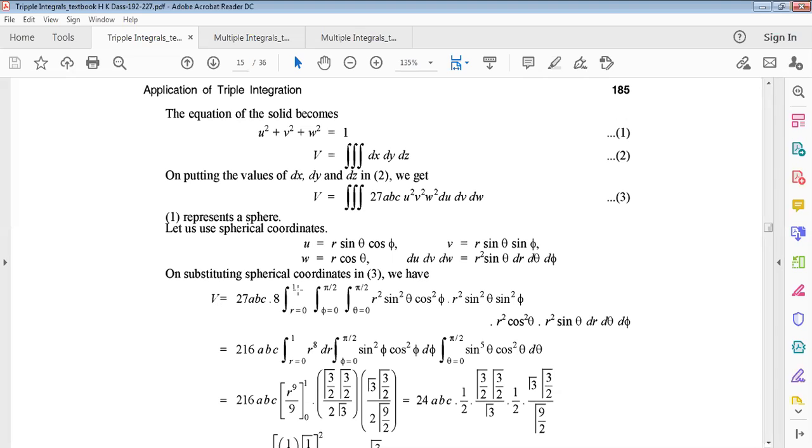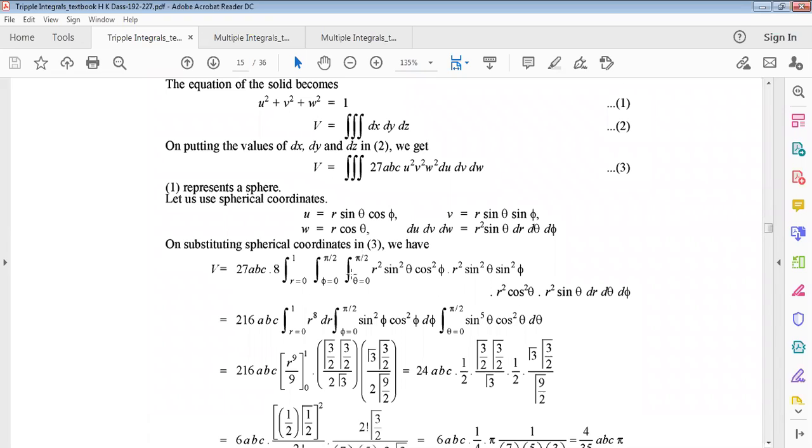R value will be 0 to 1, phi value will be 0 to pi by 2, 90 degree, and theta will also be 0 to pi by 2, and r square sin theta cos square phi. Just putting u, v, w, we get this, and du dv dw will be just this value.